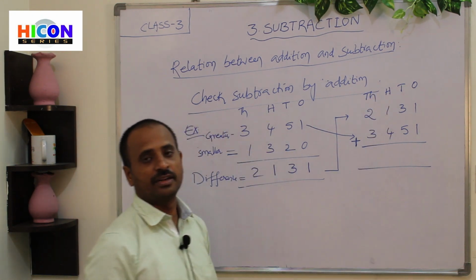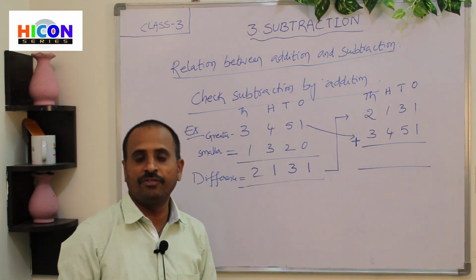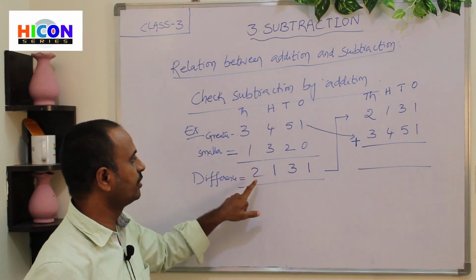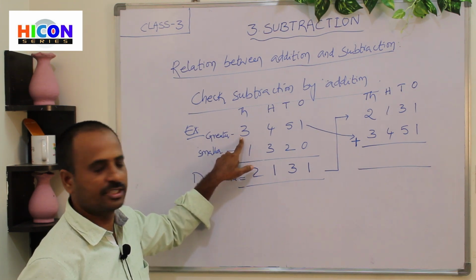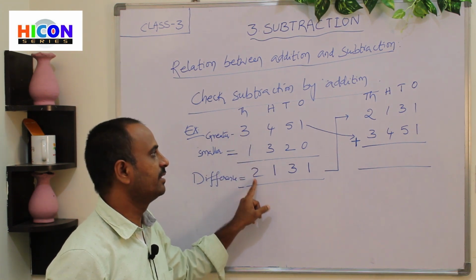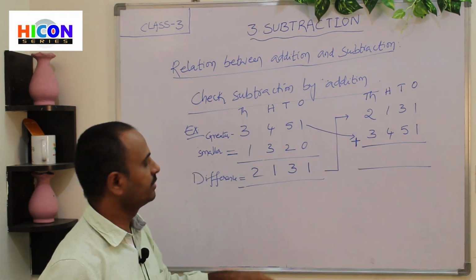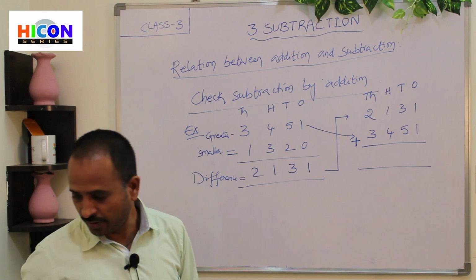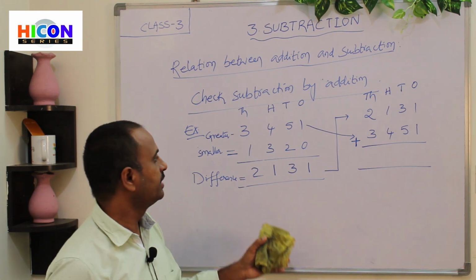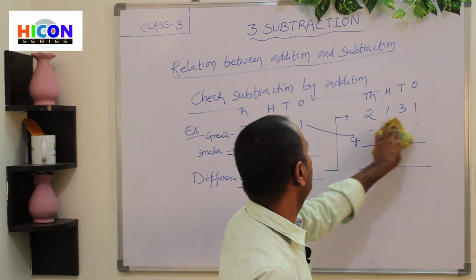So children, how can we check? We can check our subtraction by using addition. What do we have to take in addition? We have to add the first number in the subtraction to the difference. Then we will get the smaller number. Or we can add the smaller number to the difference, and then we will get the greater number. So add the smaller number; write the smaller number.